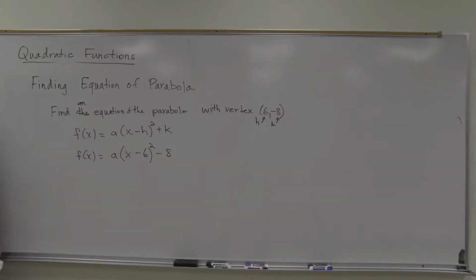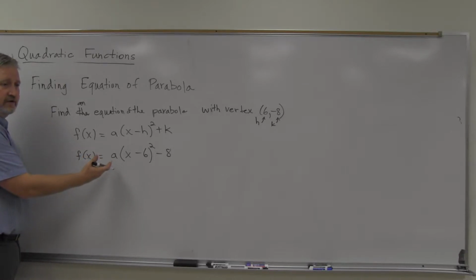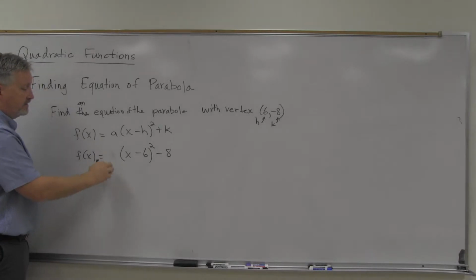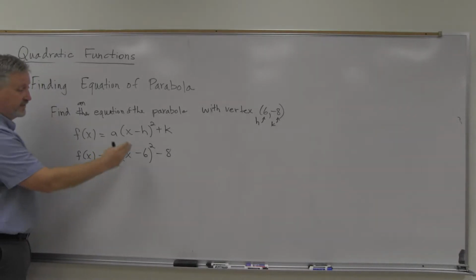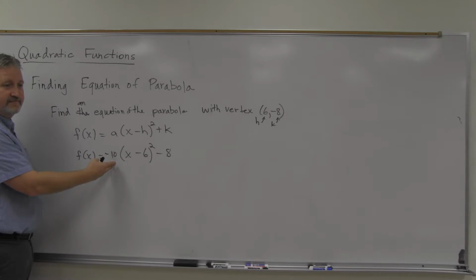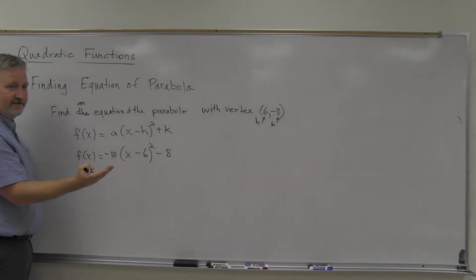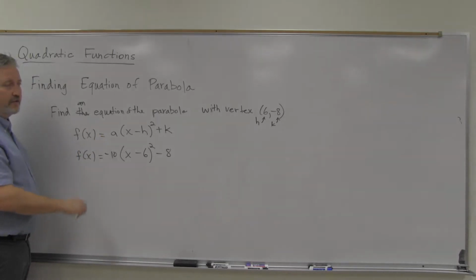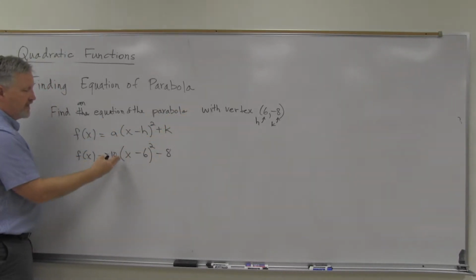Now, the reason I said an equation is because what is a here? What can I make a? Well, any number I make a, if I make a 2, what's the vertex? 6, negative 8. If I make a negative 10, what's the vertex? 6, negative 8. So with this information here, I'm free to choose whatever I want a to be. So make it your favorite number, I guess, 13 or whatever. 1, just make it 1.